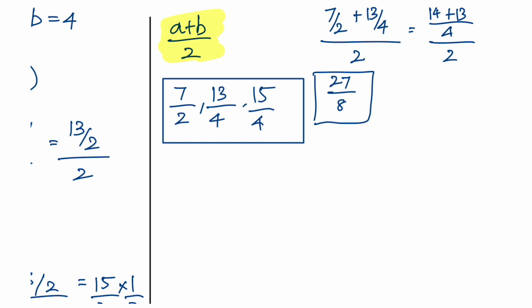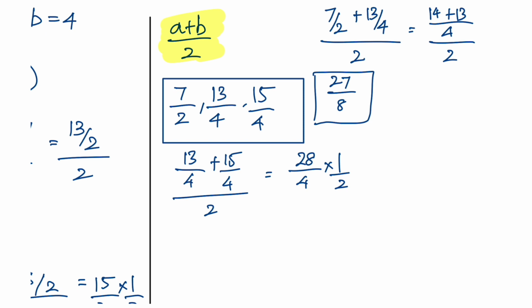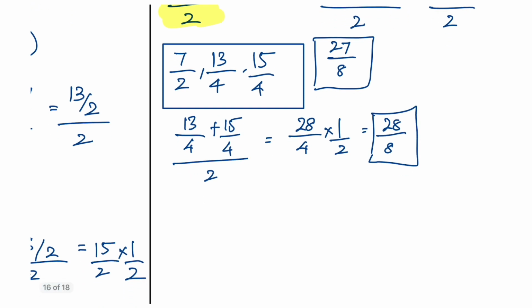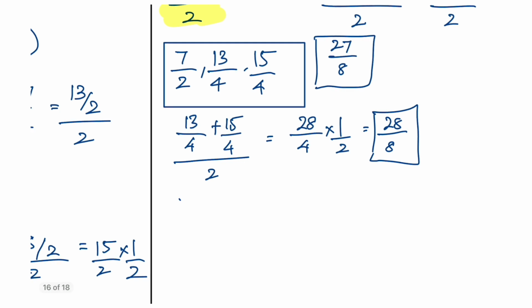Okay, now moving on with another pair, (13 divided by 4 plus 15 divided by 4) divided by 2. Now these two are rational numbers. You are going to form a new one from this. So it would be 28 divided by 4 into 1 by 2 because of the denominator, and it would be 28 divided by 8. Okay, this is one more rational number. Now we have 5. We are going to find the last one. So let me just take these two numbers, 27 divided by 8 and 28 divided by 8, and they add up to what?